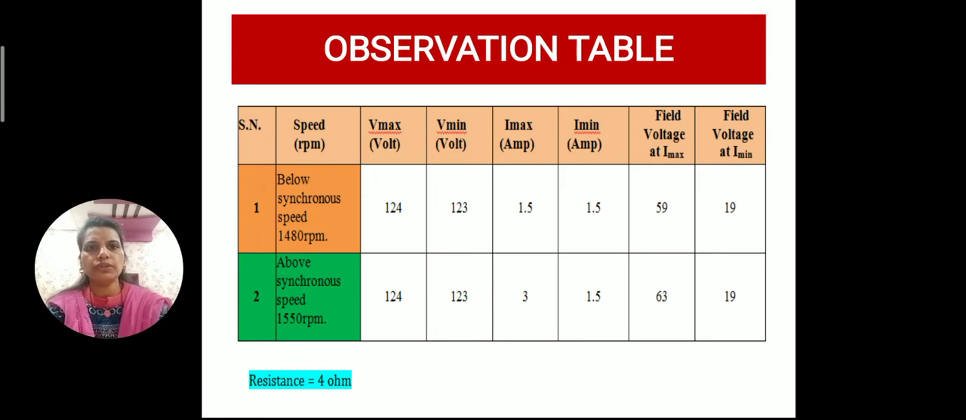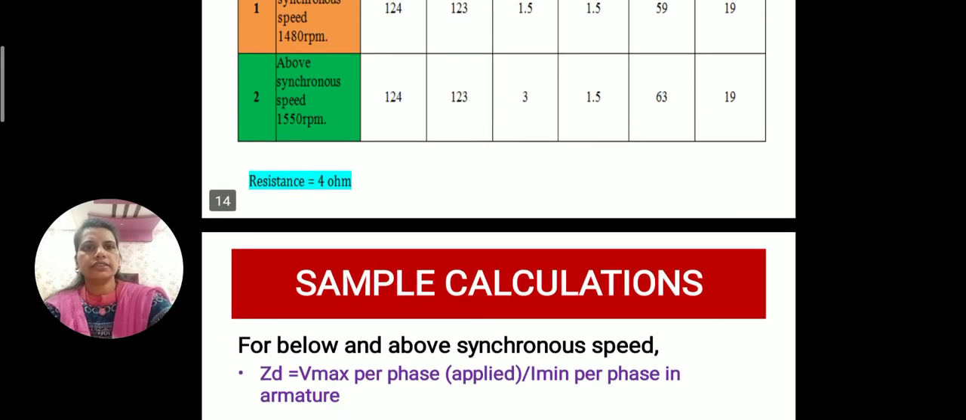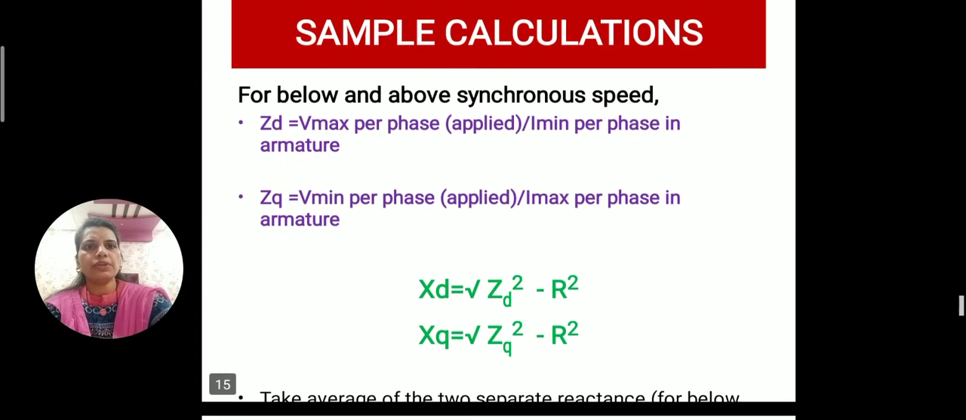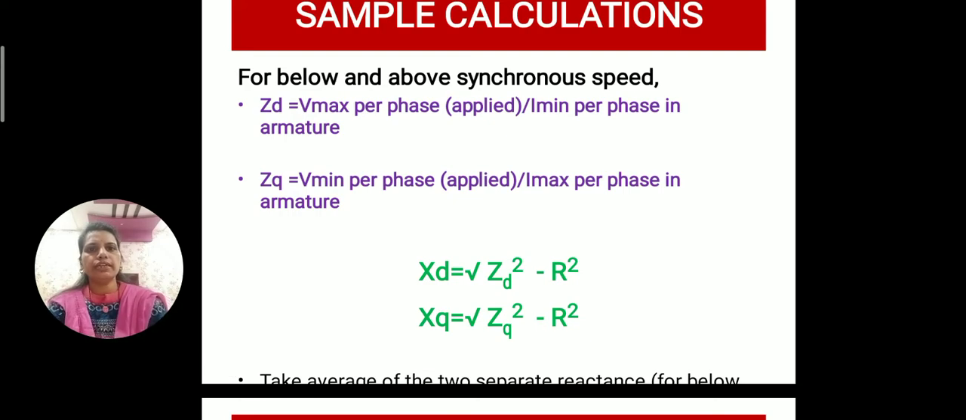Okay, so you have to note down this reading because it is not possible to perform in the laboratory. So that's why I put those values, that is the complete observation table. So you have to note down that value, correct. Next, resistance is 4 ohm. Sample calculation, see for below and above synchronous speed.